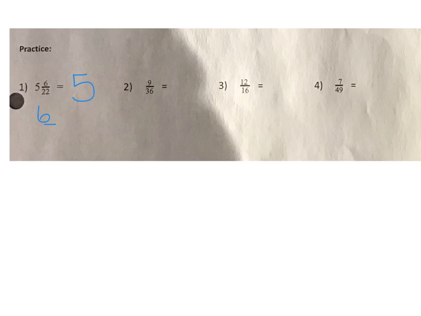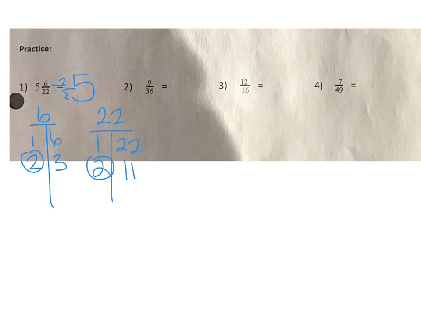So here we go with our factors for 6 and 22. 1 and 6, 2 and 3, 1 and 22, 2 and 11. So our GCF is 2. So we're going to divide this fraction by 2 over 2. Gives us 5 whole again. 6 divided by 2 is 3. 22 divided by 2 gives me 11. So the simplified version is 5 3/11.